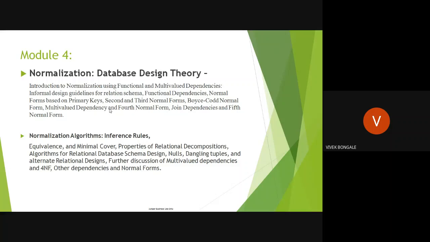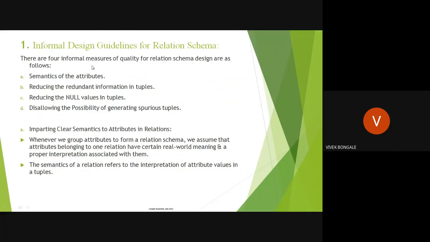So we're going to start with the informal design guidelines for relational schema. There are four informal measures of quality for relational schema design. One is the semantics of the attributes. Second, reducing the redundant information in tuples. Third, reducing the null values in tuples. Fourth, disallowing the possibility of generating spurious tuples.